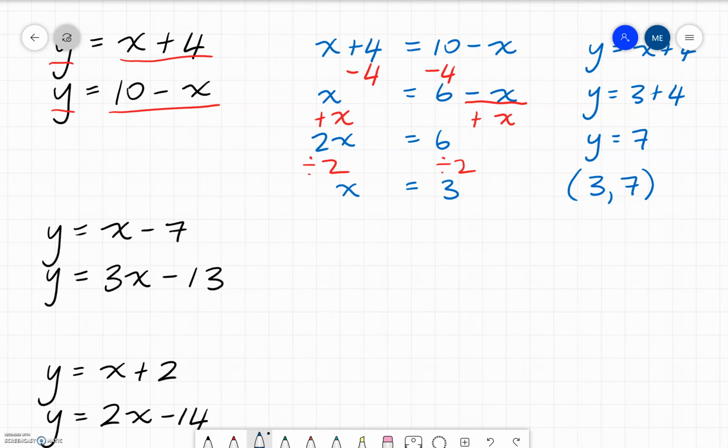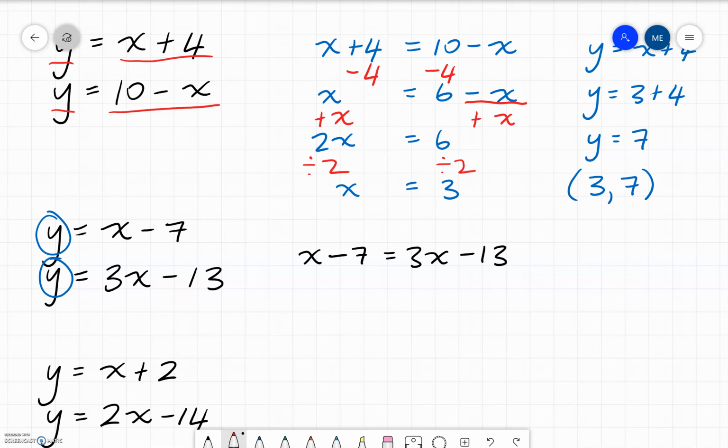Our next example, y equals x minus 7, y equals 3x minus 13. So the same thing here, we take our two equations and we set them to equal each other because they both equal y. That means they both equal the same value. So x minus 7 equals 3x minus 13.